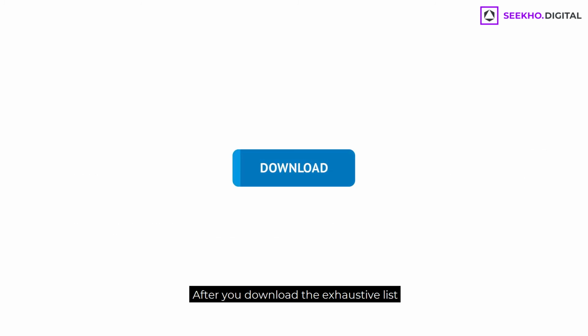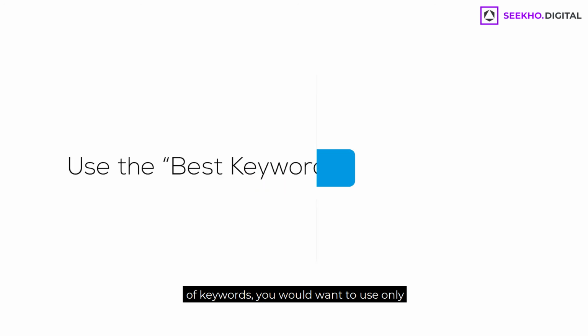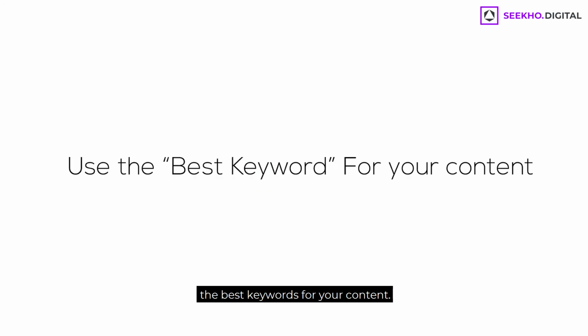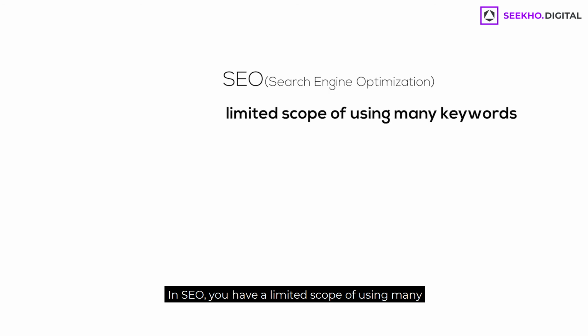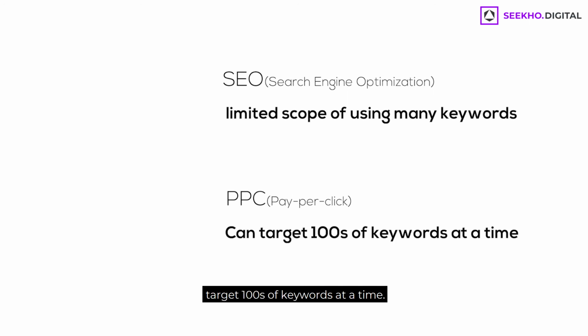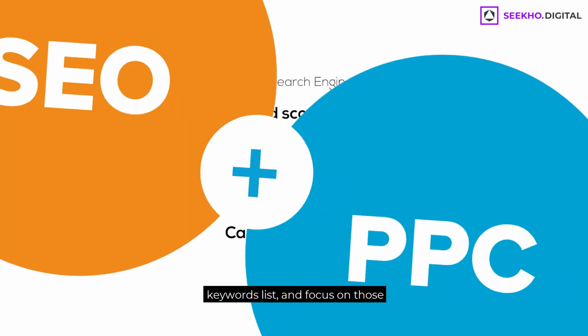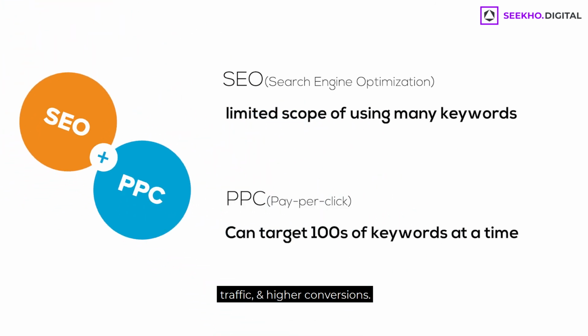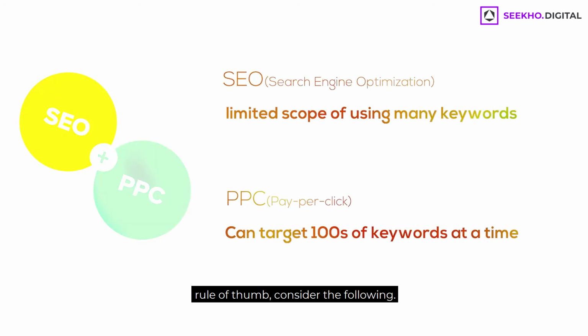After you download the exhaustive list of keywords, you would want to use only the best keywords for your content. In SEO, you have a limited scope of using many keywords, as it demands you to focus on certain specific keywords at any given point in time. But that's not the case with PPC. Depending on your budget, you can target hundreds of keywords at a time. However, you should still refine your keywords list and focus on those you think will generate relevant traffic and higher conversions. There is no set methodology or predefined procedure for this, but as a rule of thumb, consider the following.